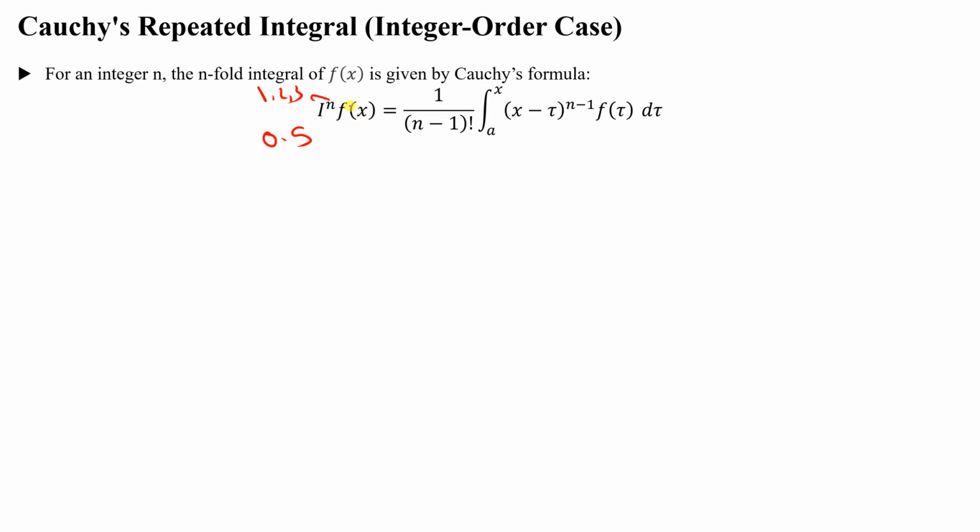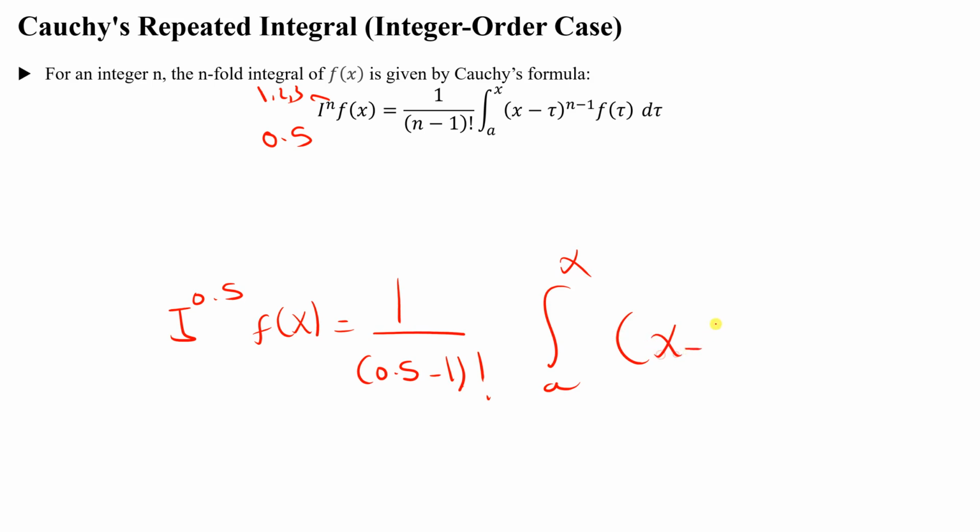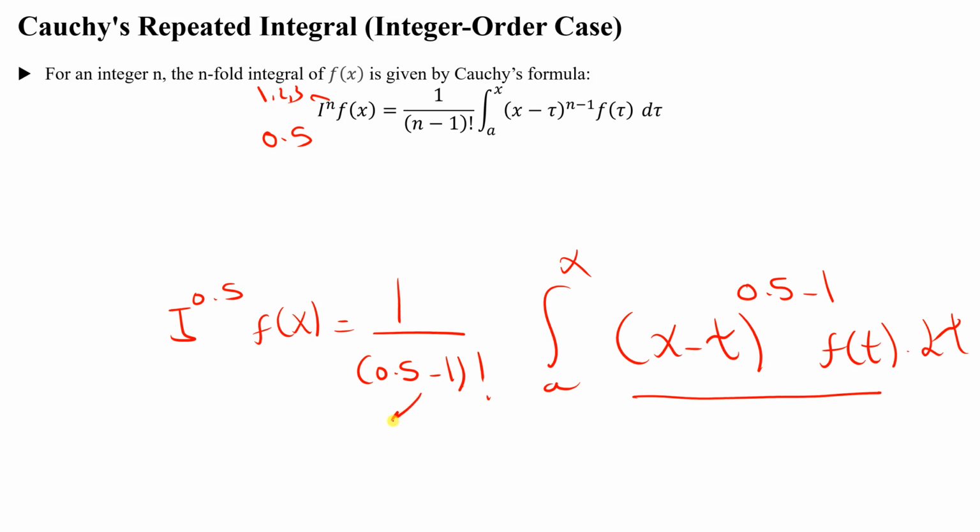Let's use this formula to get half integration. So this is what they do. When they substitute like this, half of integration will be 1 over 0.5 minus 1 factorial, integration from a to x of (x minus tau) to the power n minus 1, which is 0.5 minus 1, f of tau d tau. This integration is nothing hard. However, for this one, we have factorial of negative 0.5.